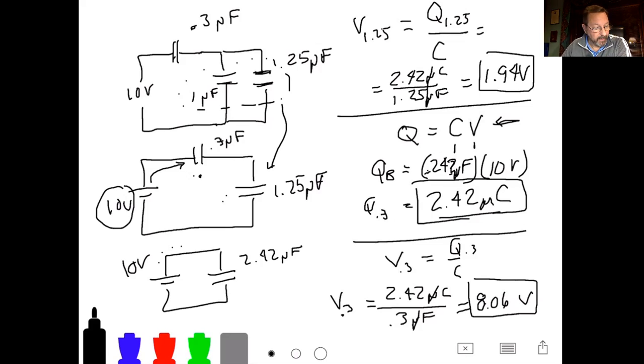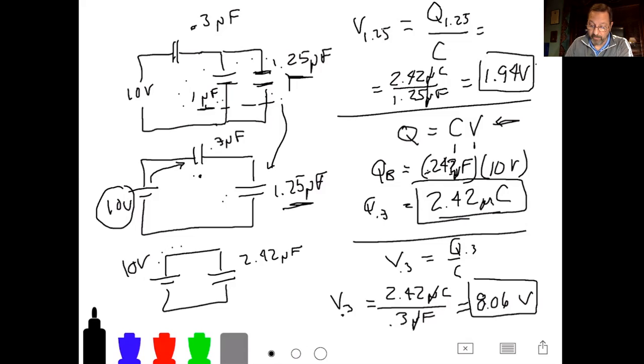We were asked to find the potential across each capacitor. The 1.25 microfarad is just an equivalent that I created. So the real question is, what's the potential across the 1 microfarad capacitor and the 0.25 microfarad capacitor? But they're in parallel. And what do we say about the potential across parallel elements? The answer is it's the same. The same what? The same 1.94 volts.